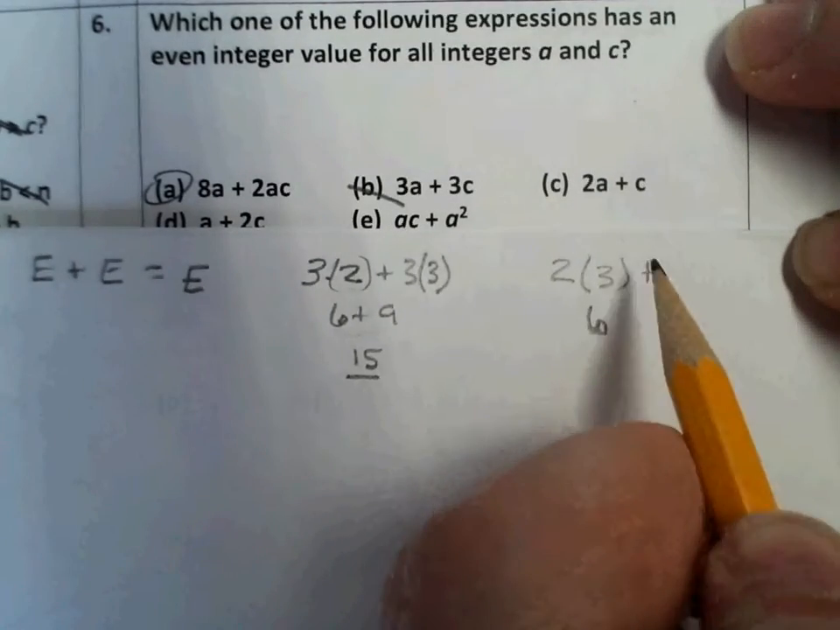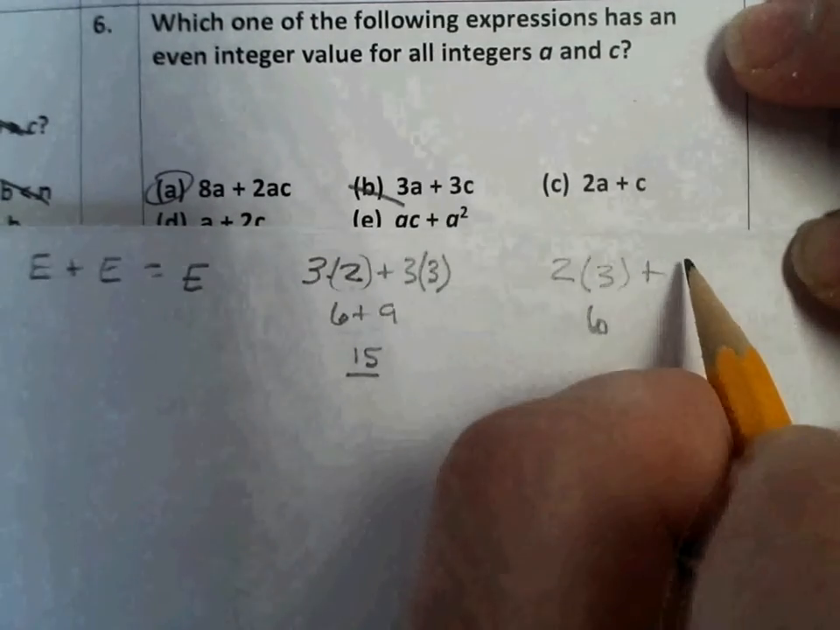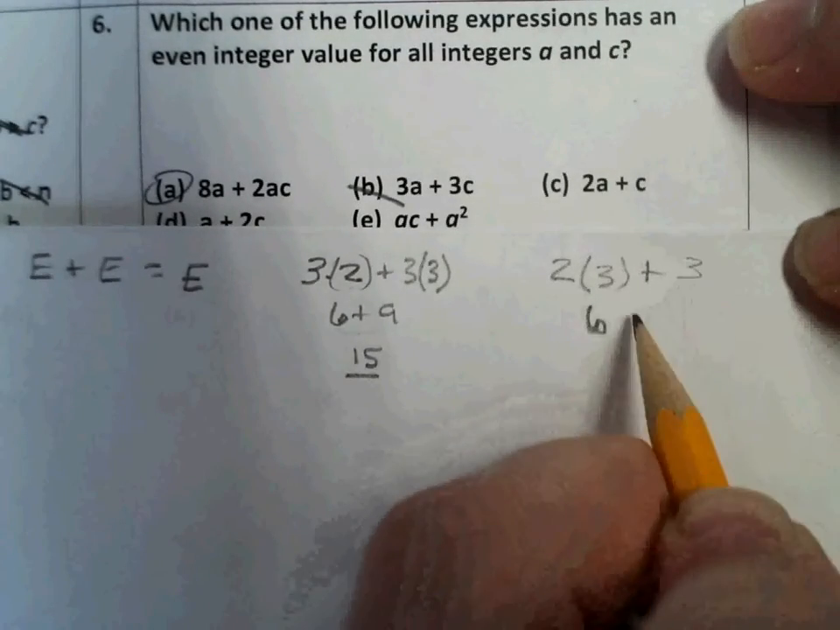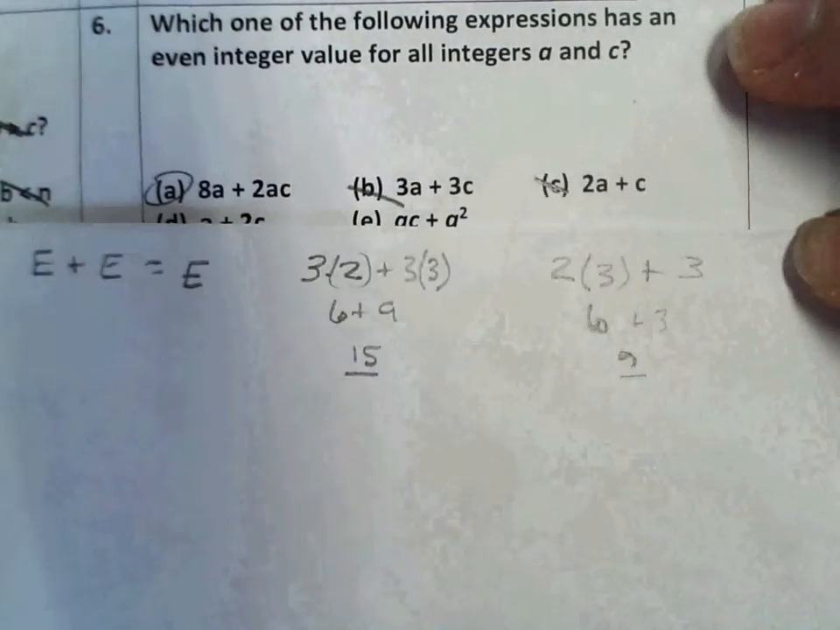But what if C is an odd number? Because it has to work for all integers, even and odd. So what if C was an odd number like 3? 6 plus 3 is 9. That's an odd result. We don't like that. C's out as well.